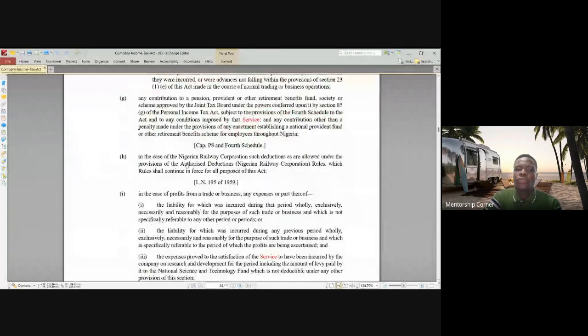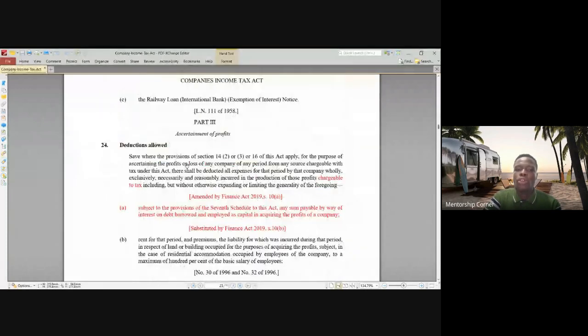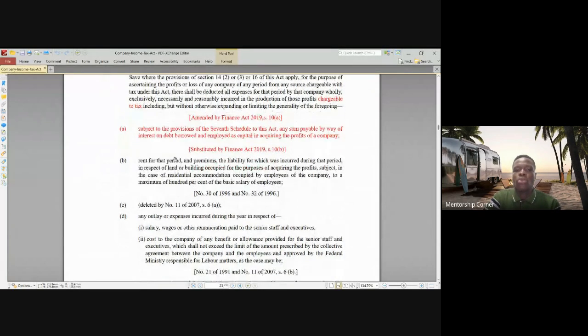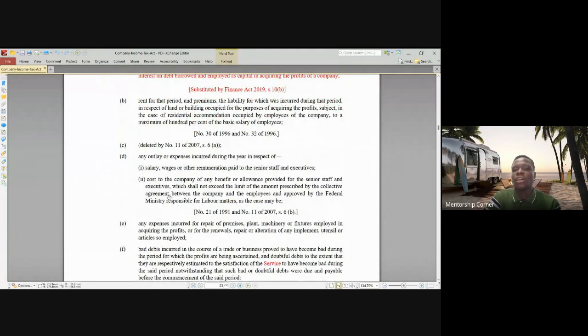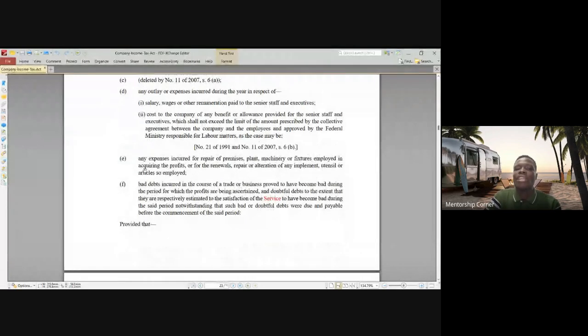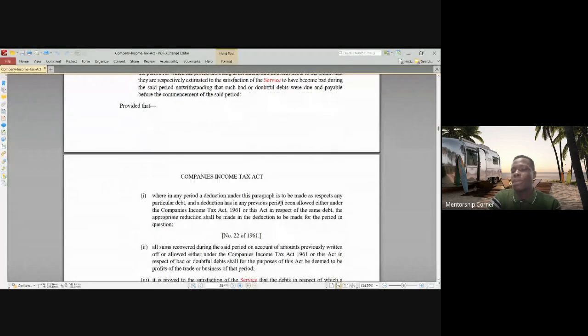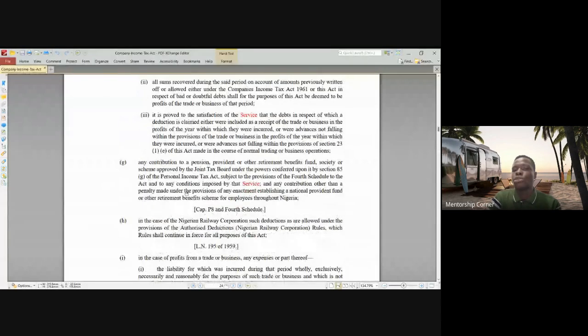So section 24 again. This is it here. Let me run you guys through again. So we have the deductions allowed, which is the interest on borrowings, the rent for the period, salaries and wages and directors' fees and all those costs to senior staff and executives. We also have any expense on repairs of premises, plant and equipment. You have bad debt, provided that, of course, there are specific bad debts. Then we have contribution to pension, provided that such contributions are, of course, for the employees.